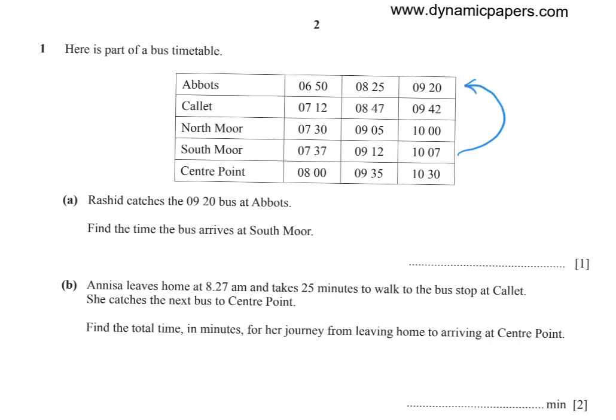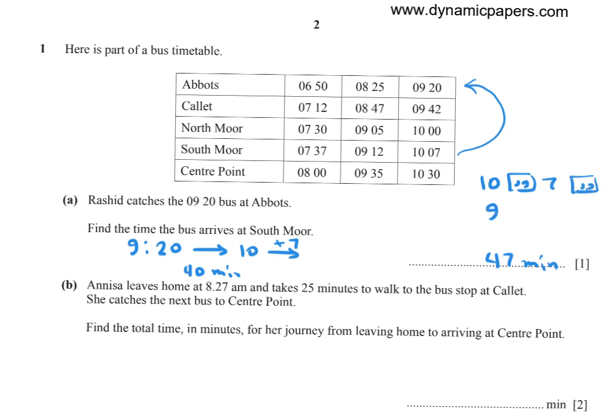10:07 minus 9:20. You can solve it in two ways. You can start from 9:20 till 10. We have 40 minutes. Then add 7, because 10:07. So 47 minutes. Or you can use a calculator to subtract. Just write 10 and you have this pattern in your calculator, 10:07 minus 9:20. You will get the same answer, 47 minutes.